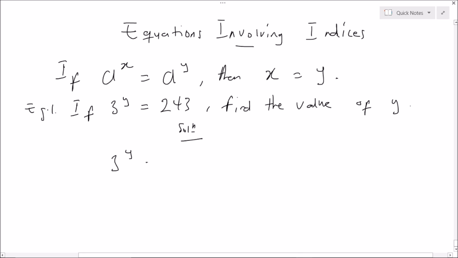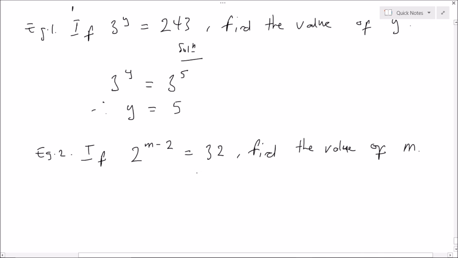3^y is equal to 3^5, since 243 can be written as 3 raised to the power 5. And now the bases are the same. The left hand side has base 3, the right hand side also has base 3. So hence, or therefore, y is equal to 5. So the value of y is 5. Example 2. If 2 raised to the power m minus 2 is equal to 32, find the value of m.